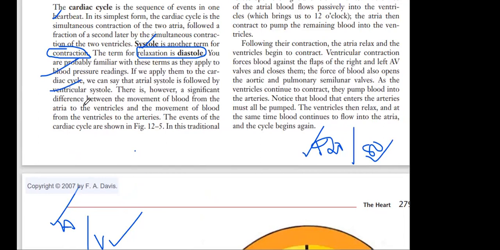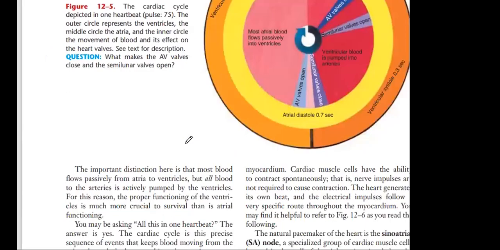There is, however, a significant difference between the movement of blood from the atria to the ventricles and the movement of blood from the ventricles to the arteries. The events of the cardiac cycle are shown in figure 12.5.